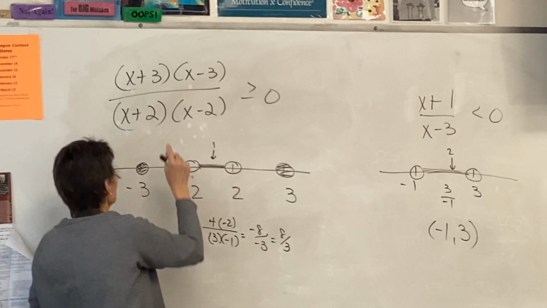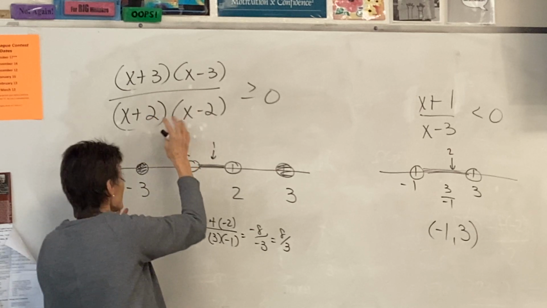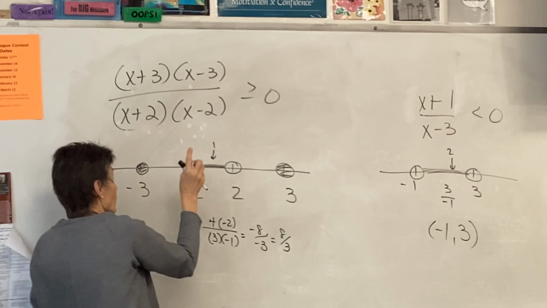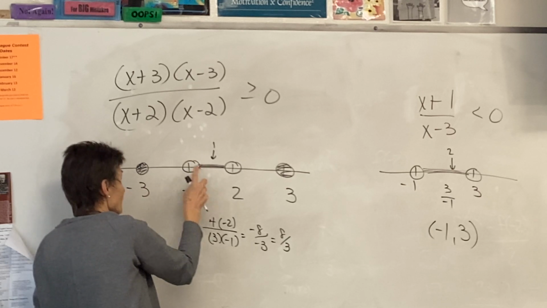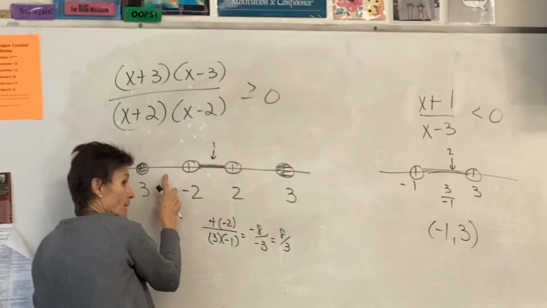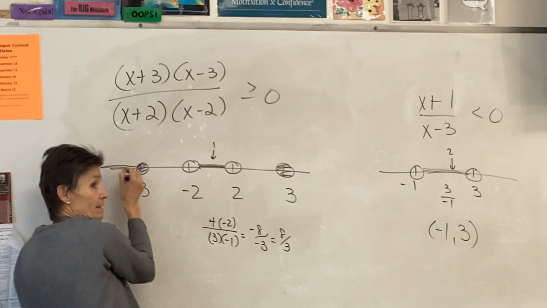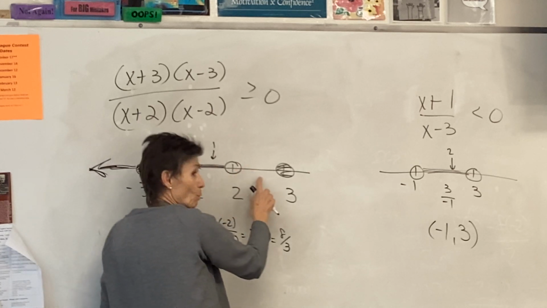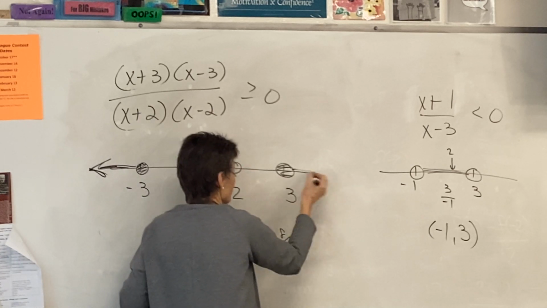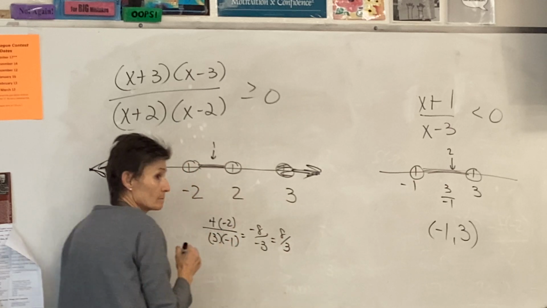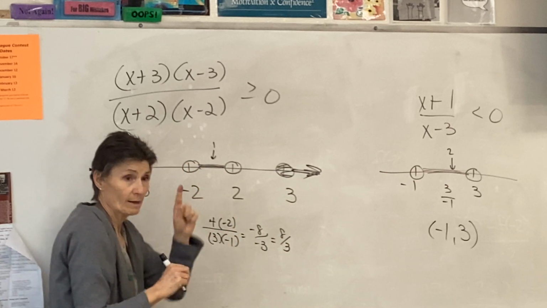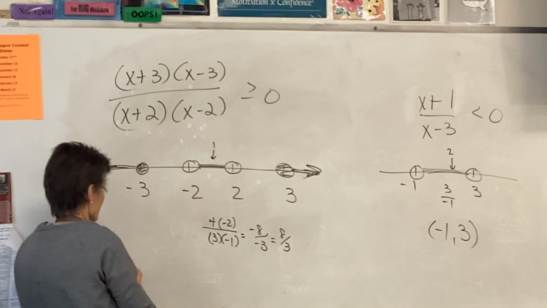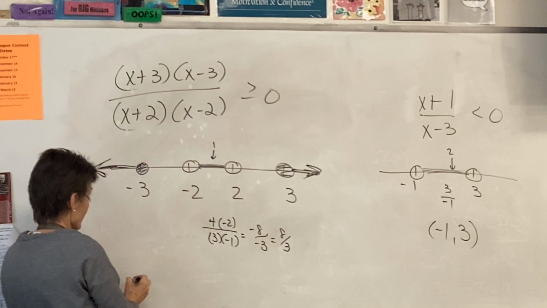Now, none of these are squared. There's nothing weird about this problem. The factors are all normal. So if I shaded this section, then I won't shade this one, but I will shade this one. Every other one. So now my answer.